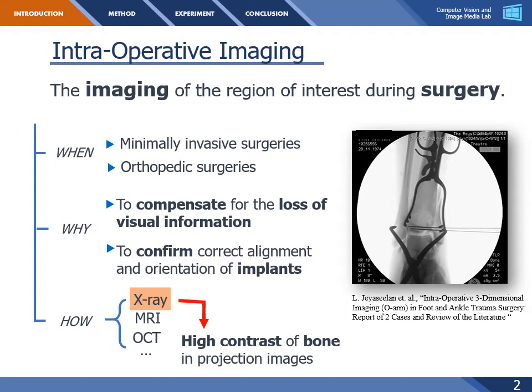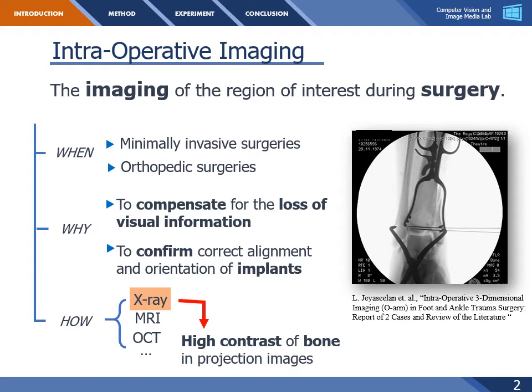With the recent advancement of medical imaging technologies, intraoperative imaging is widely being utilized in many surgical operations. Minimally invasive surgeries, where small incisions are made for operations, as shown in the figure, and orthopedic surgeries for fracture reduction heavily rely on such technology. It is used mainly to compensate for the loss of visual information in the former and to confirm correct alignment and orientation of implants for the latter.